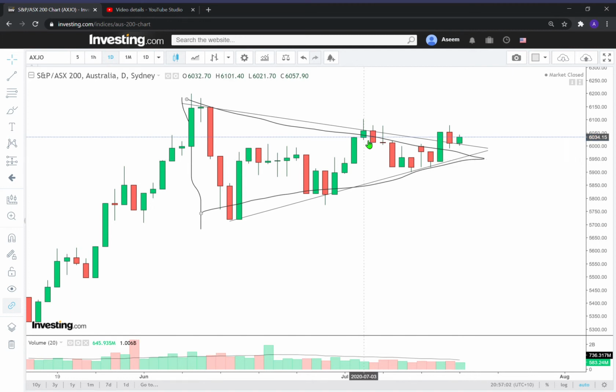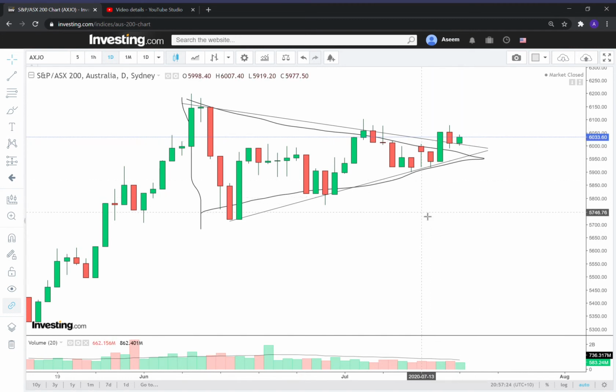And if you look at it, this green bar has broken out of this triangle, and then these two bars are still able to stay above that diagonal declining line. So this still shows that it is expected to go up as compared to going down.